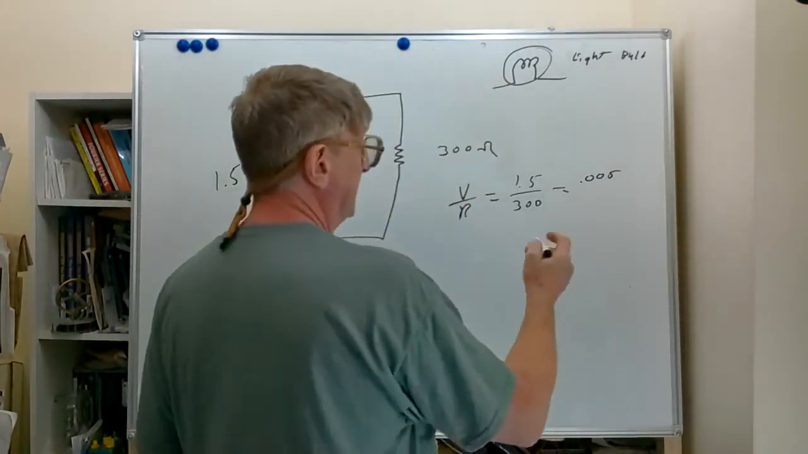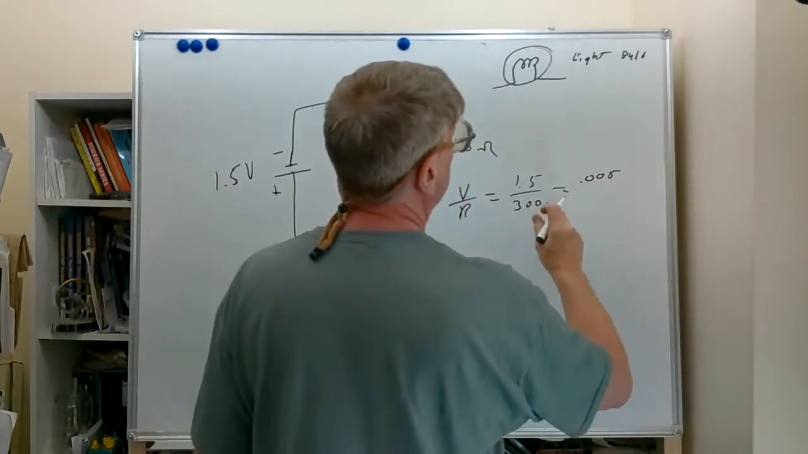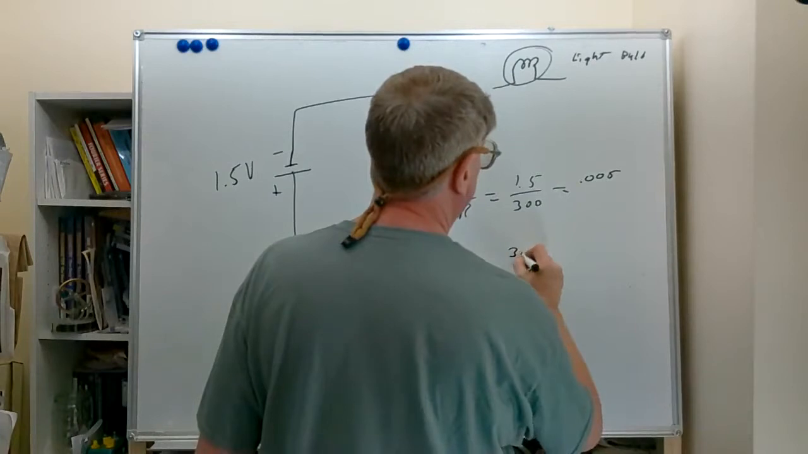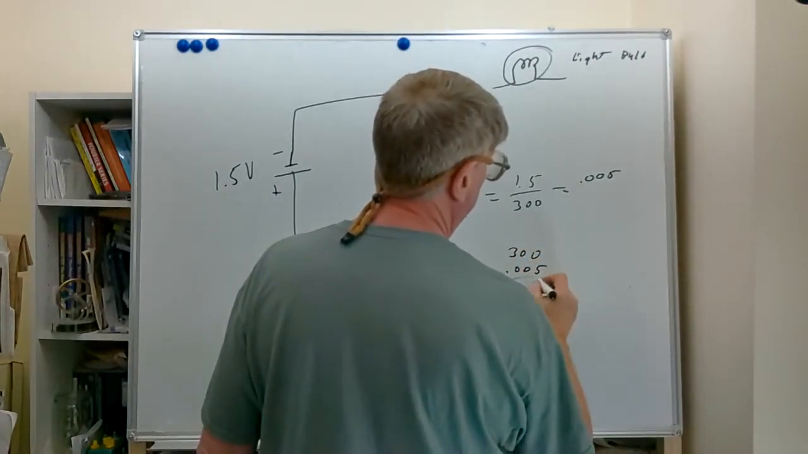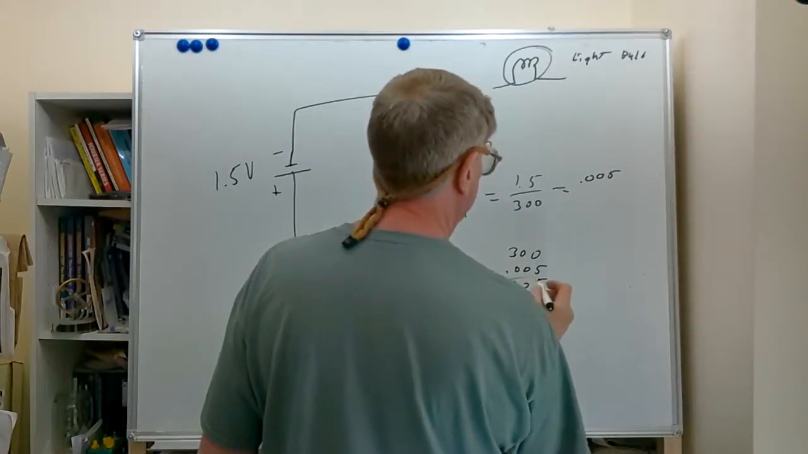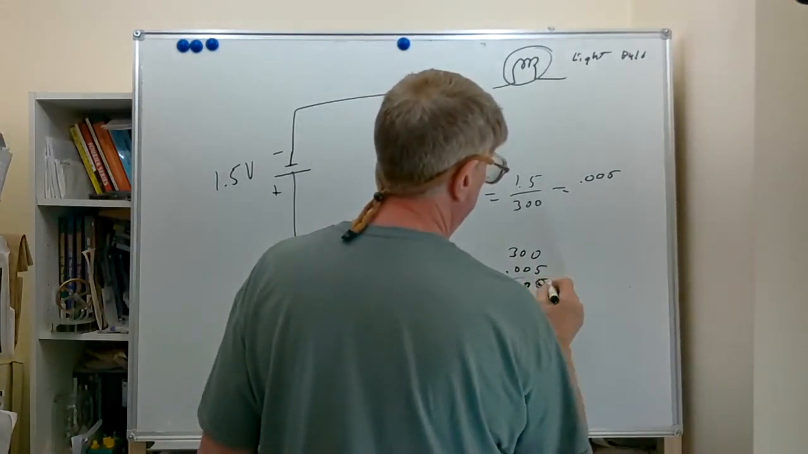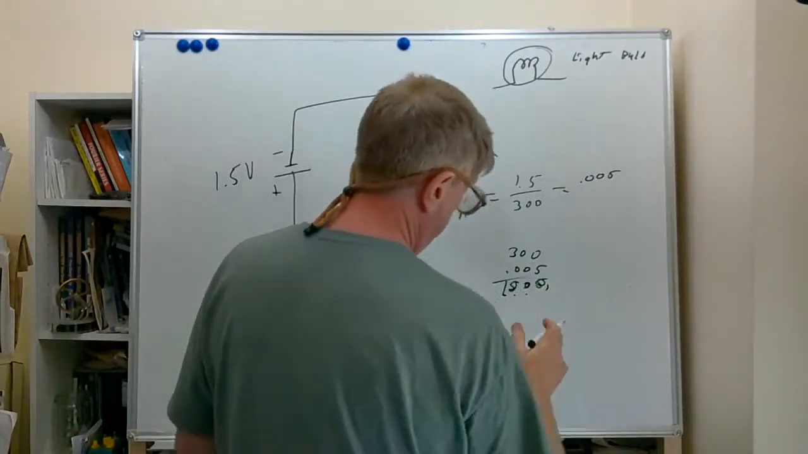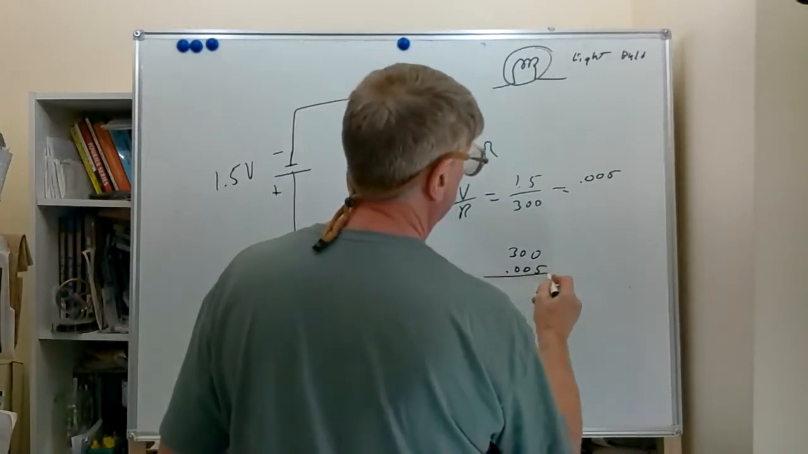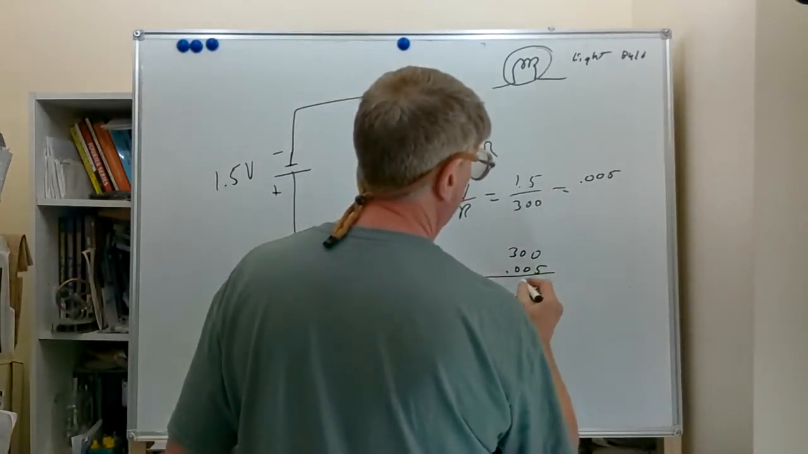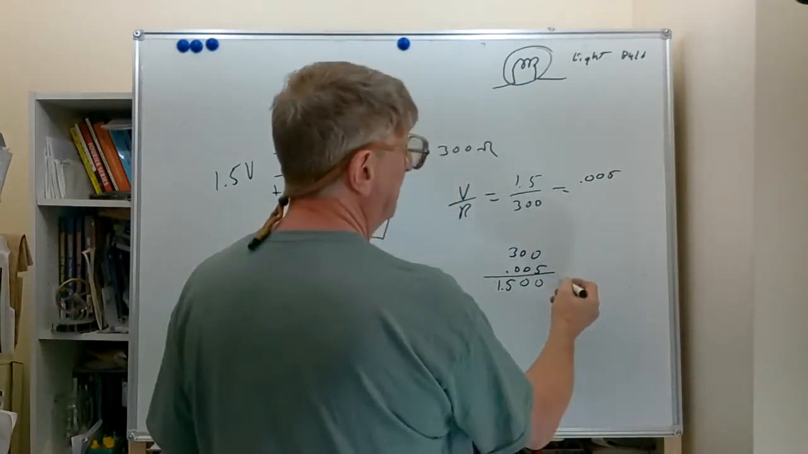Let's double check our work here. 300 times 0.005 is 1.5. We'll do it a little more carefully here. I move this by 3 points. Yeah, we have 1.5 volts.